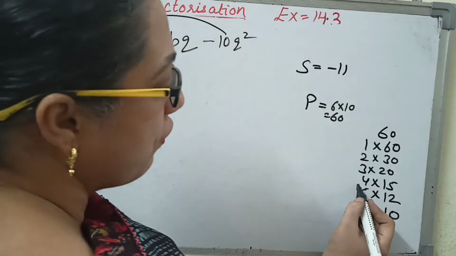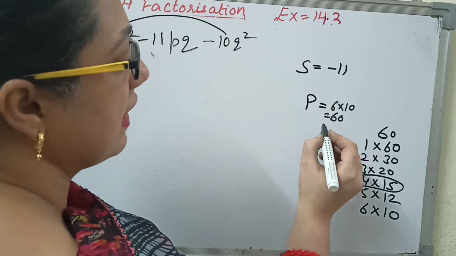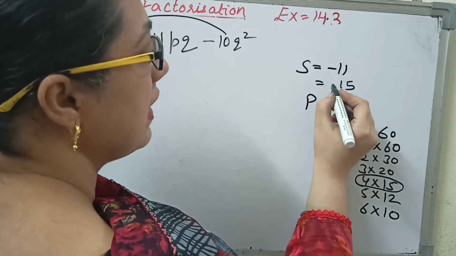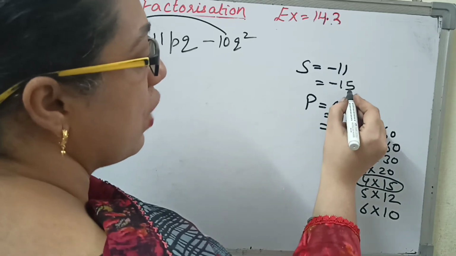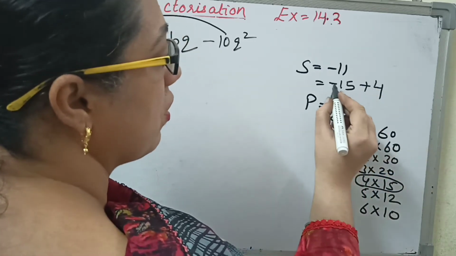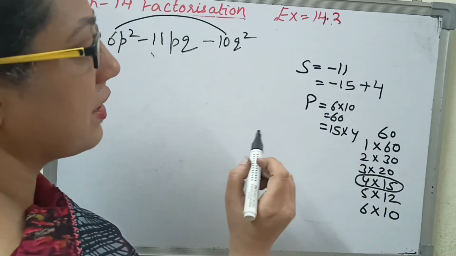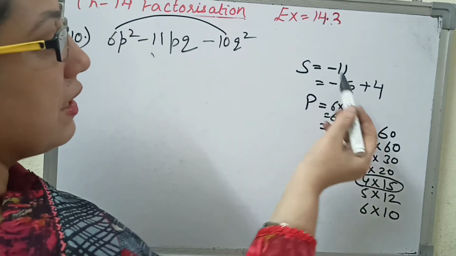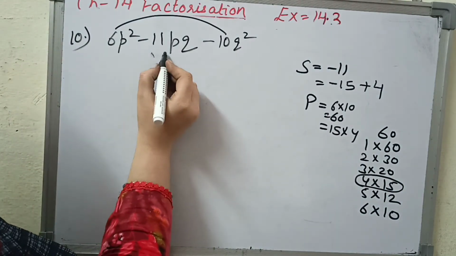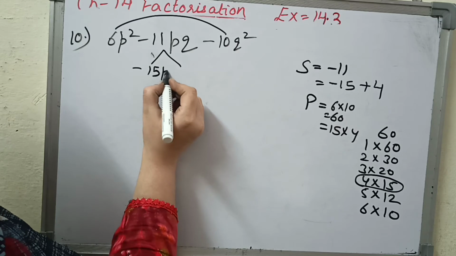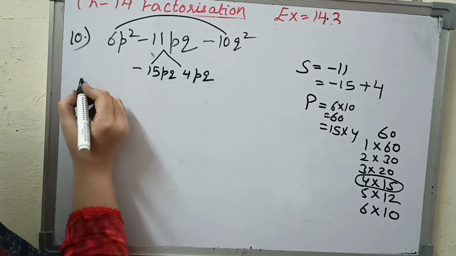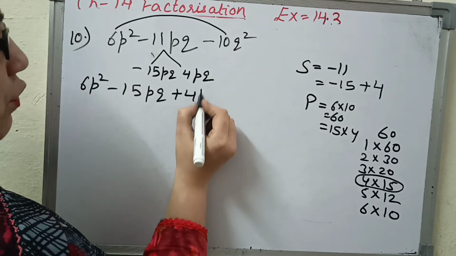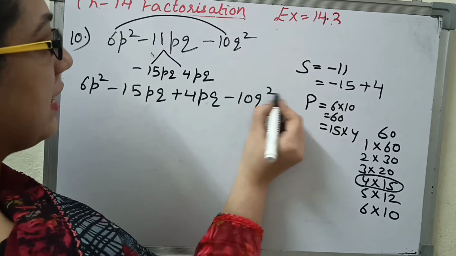And everybody knows 15 minus 4 is always 11, and 15 into 4 is 60, and the sign of 15 here is negative with the greatest term. So I put minus 15 plus 4, because minus 11 takes the sign of the greatest term. So we put the sign minus in front of 15. Now split the middle term, which is minus 15pq and 4pq. Write down 6p square minus 15pq plus 4pq minus 10q square.